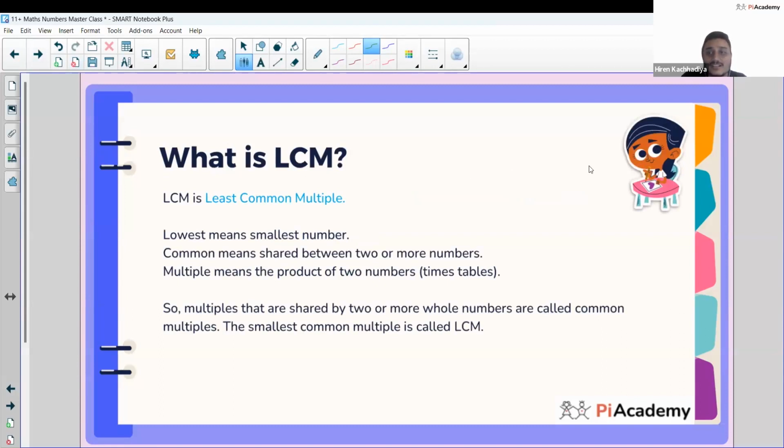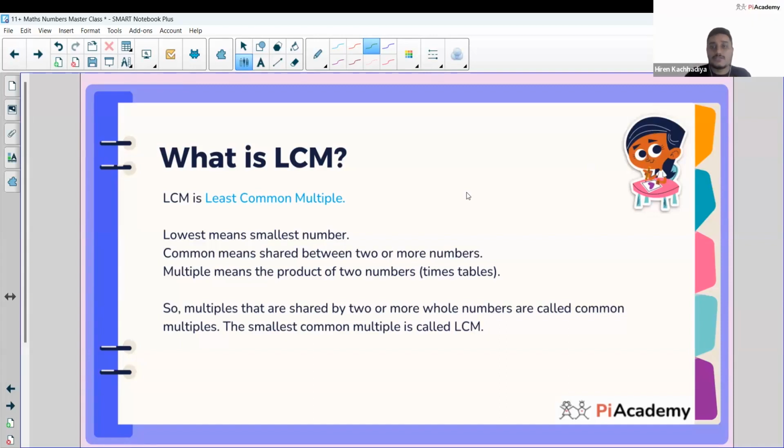So before I start, anyone wants to tell me what is the LCM? Okay, Abhi, can you please tell me what is the LCM? Yes, sir. The LCM is basically when you have two numbers, let's say 6 and 9, and then you need to find the least common multiple. So in this case, the answer would be 18, because 6 into 3 is 18, and 9 into 2 is 18.